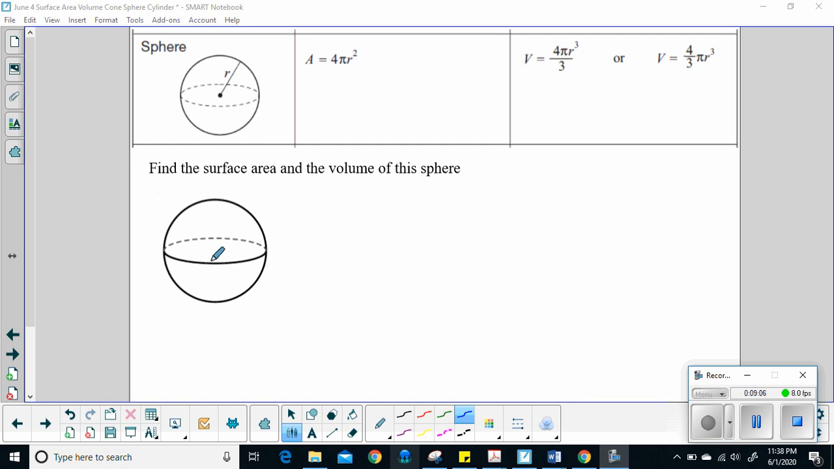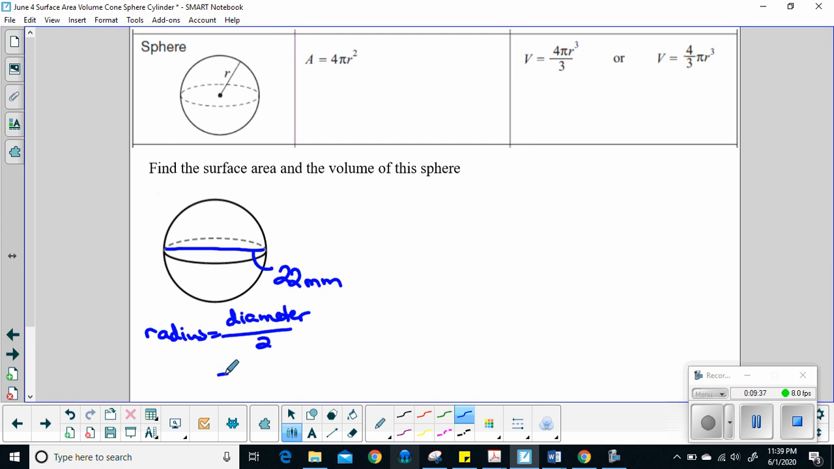So the sphere is one of our nicest ones because I don't have a million versions and pieces to consider when I talk about surface area, and I don't really have a whole lot to worry about with volume either. The only variable I'm looking for in any of this is my radius. So even if I give you a diameter, so let's say I have a diameter of 22 millimeters. I haven't done millimeters yet. I know my radius is going to be my diameter over 2, right? Because it's half my diameter is 11. So my radius is 11.